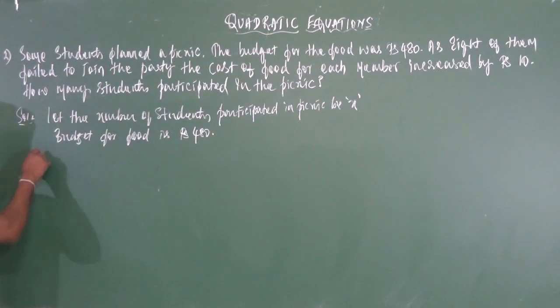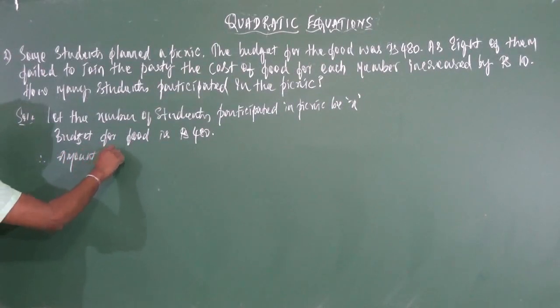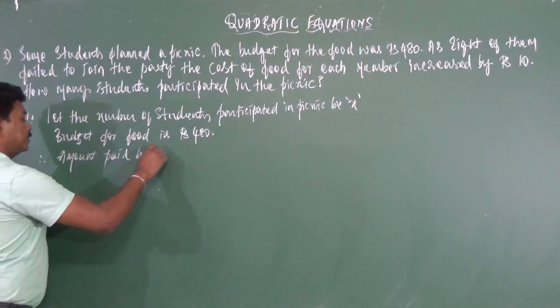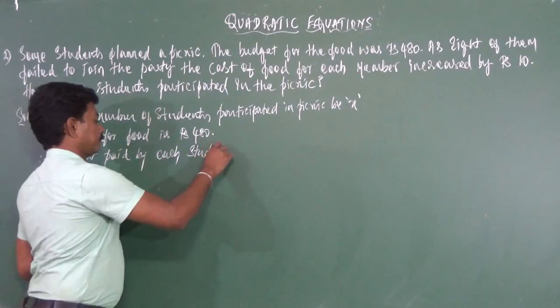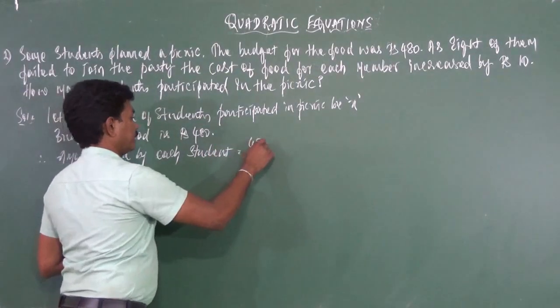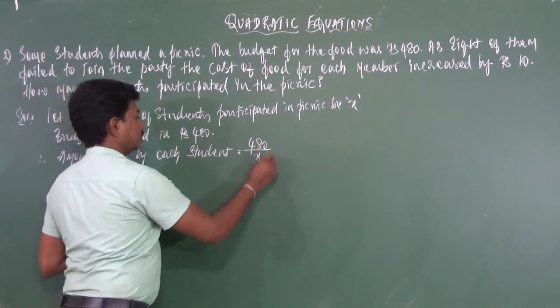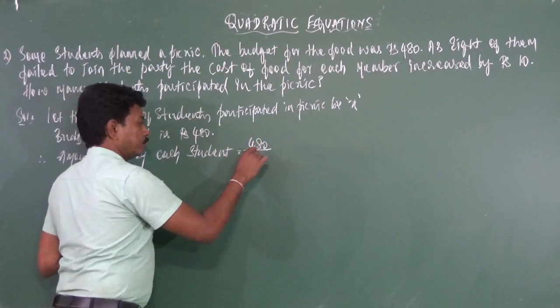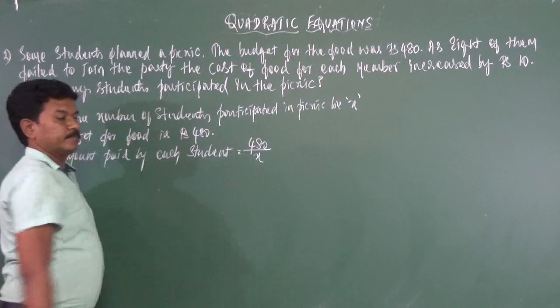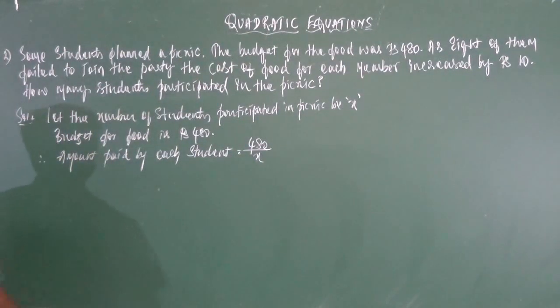Now, amount paid by each student. Amount paid by each student is equal to 480 by X. That is 480 rupees divided by the number of students gives the contribution of each student to the food. That is budget of food. Okay. So amount paid by each student is 480 by X.